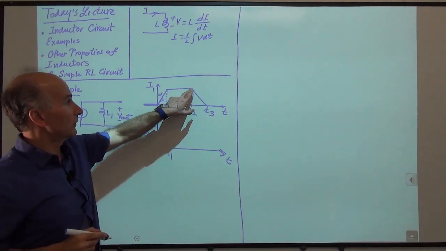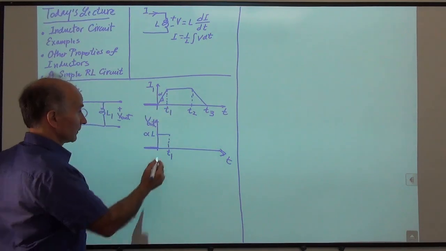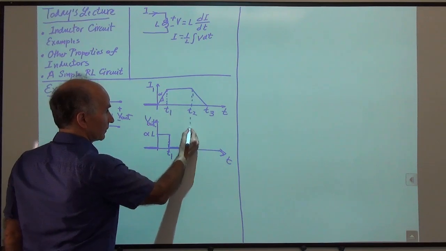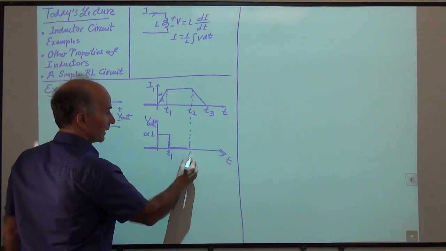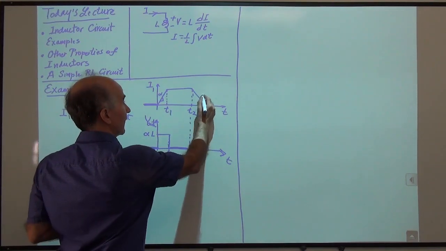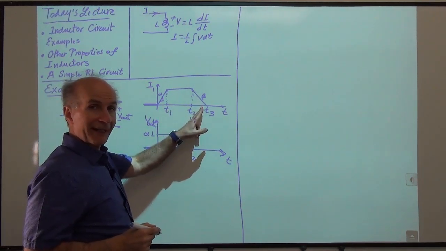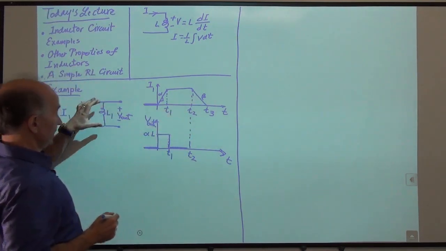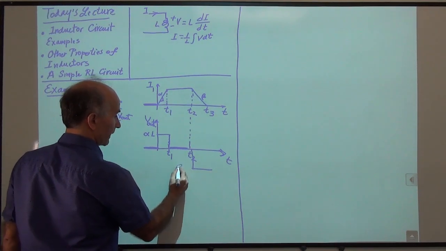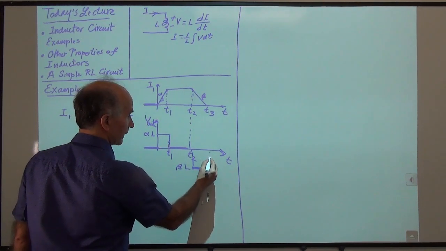From T1 to T2, the slope is 0. So the voltage across the inductor is 0. So this voltage jumps to 0. And then at T2, we have a negative slope, so let's call that beta. So this slope is multiplied by L to give us the voltage across the inductor. So now this will be like this. This value is beta L, and this goes on until T3.